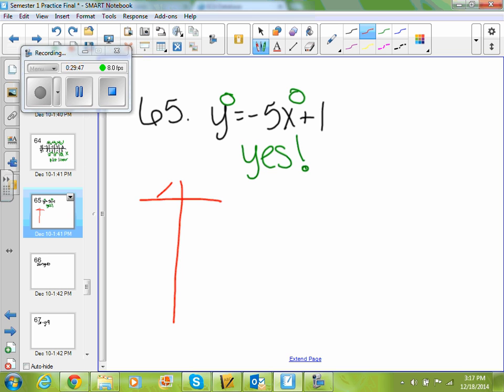So we're going to make a table of values. So what do we want to use for our x's? 1, 2, and 3. Okay? So if I use 1, 2, and 3, I plug in 1. Negative 5 times 1 is negative 5. Negative 5 plus 1 is negative 4. If I plug in 2, negative 5 times 2 is negative 10. Negative 10 plus 1 is negative 9. And if I plug in 3, negative 5 times 3 is negative 15 plus 1 is negative 14. Very good. So we're going to graph that.